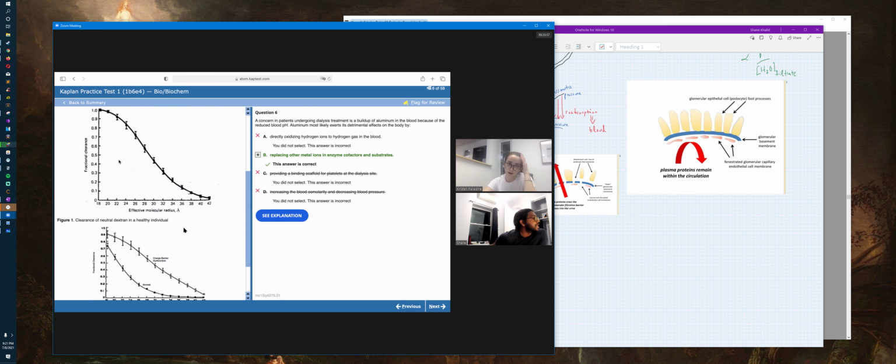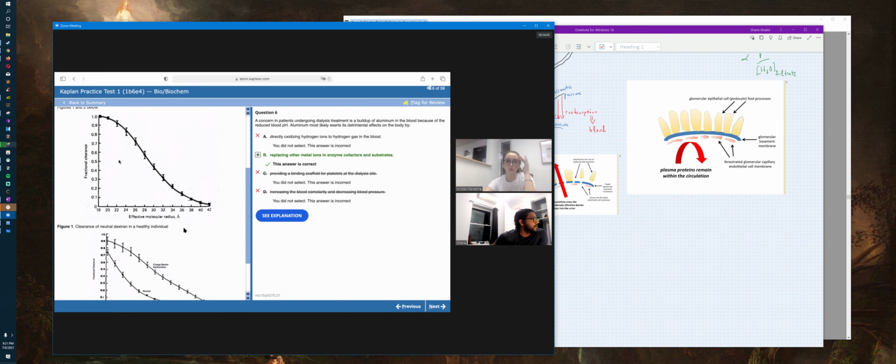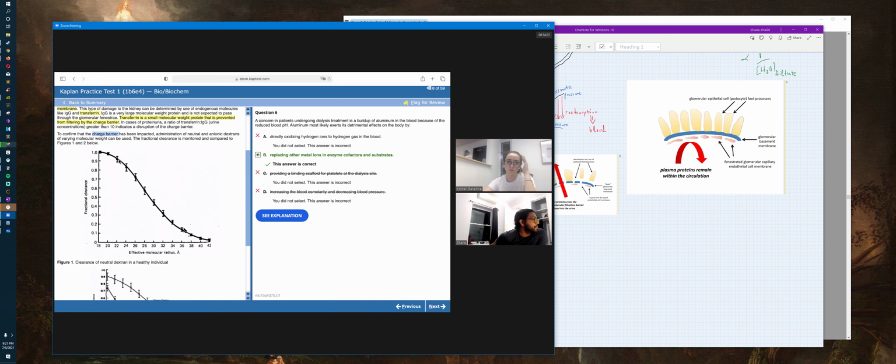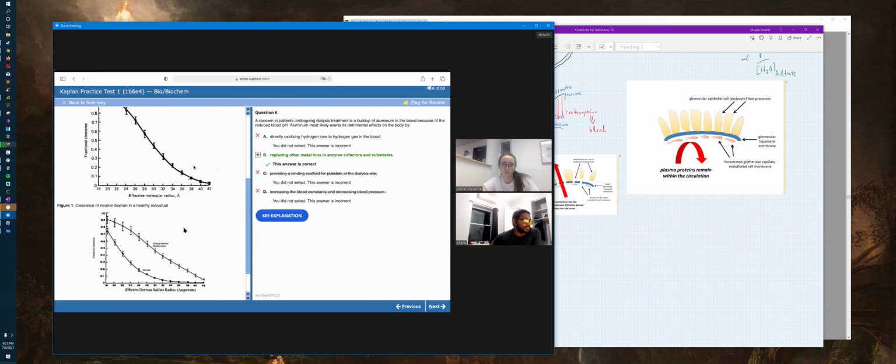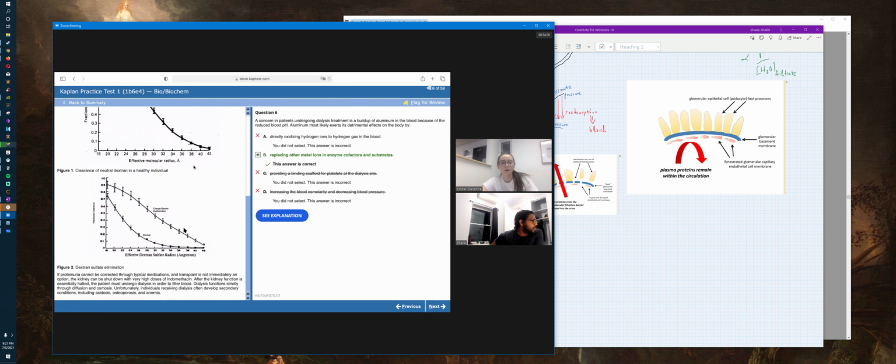So yeah, okay. And then above that, they say to confirm that the charge barrier has been impacted, they administered neutral and anionic dextrans of varying molecular weights, and that's the purpose of this experiment. It's to confirm that a charge barrier is being disrupted. So now here it is. Yeah, but looking at this one, I know it's saying charge barrier dysfunction, but what is this telling us?